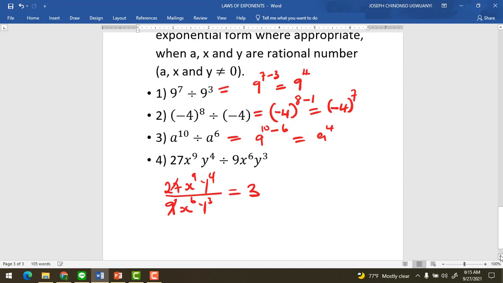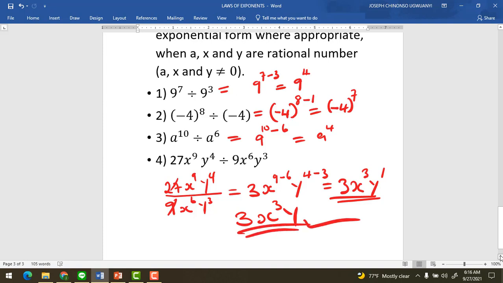Now here we have x raised to the power 9 and x raised to the power 6. So we have x exponent 9 minus 6. Then we have y exponent 4 minus 3. So this is 3 x raised to the power 3, y raised to the power 1, or y. So finally we have 3 x raised to the power 3 y.